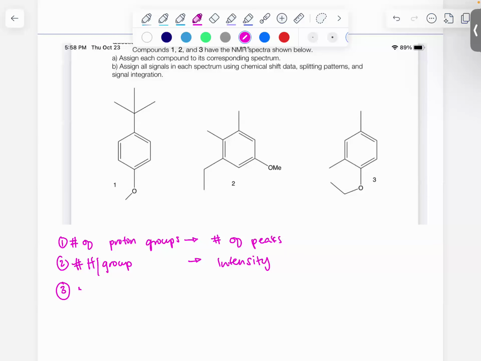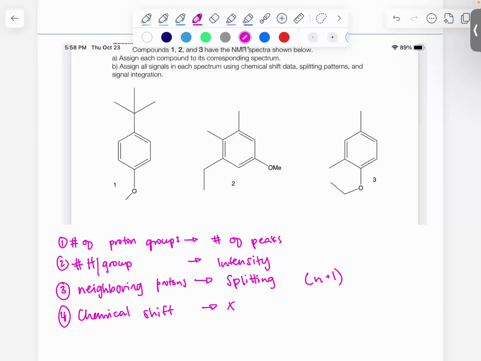Then you will look at neighboring protons, and that will tell you the splitting of your peak. Key to remember with this step is that it's n+1. Finally, you can use chemical shift, and that tells you where on the x-axis your peak will lie. This is all the steps needed for NMR.